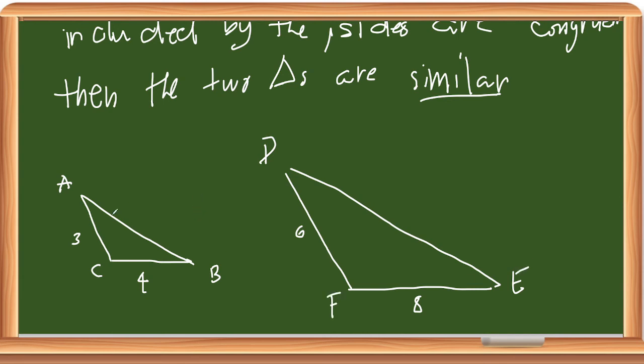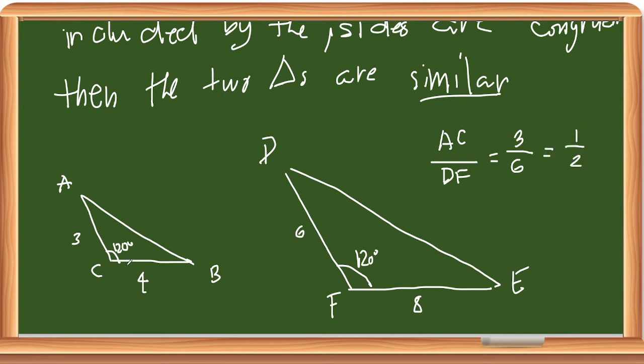Alamin mo muna yung corresponding sides. We have AC. This is 120. And this is also 120. Alamin natin paano naging similar. Ang ratio niya, okay, what is the ratio of AC over DF? Yung corresponding side niya is DF. So this is 3 over 6, or simply 1/2.